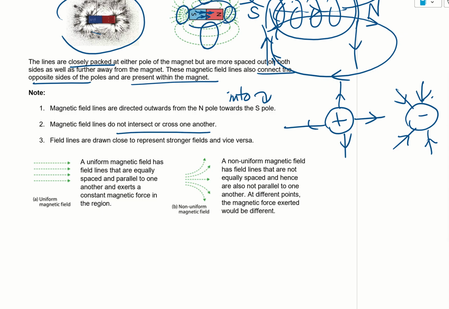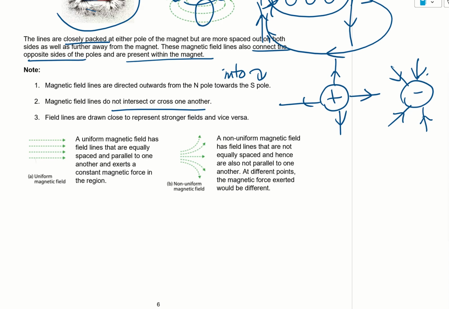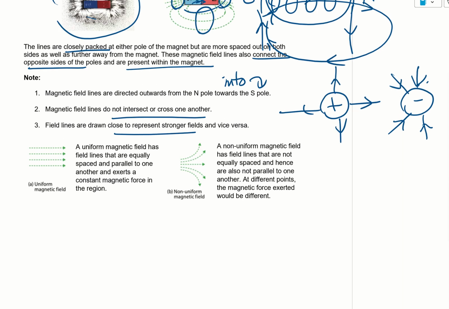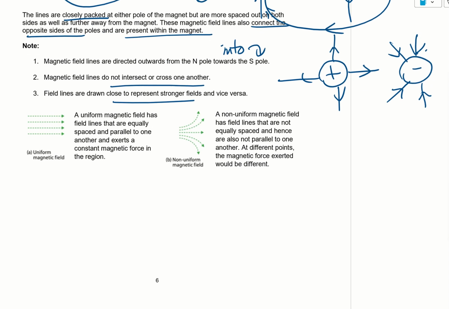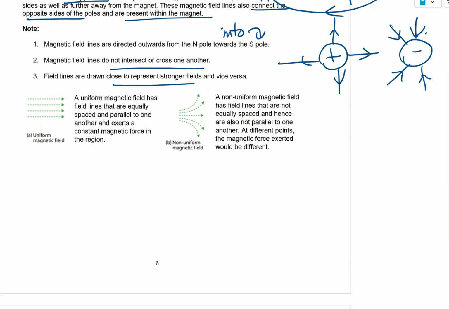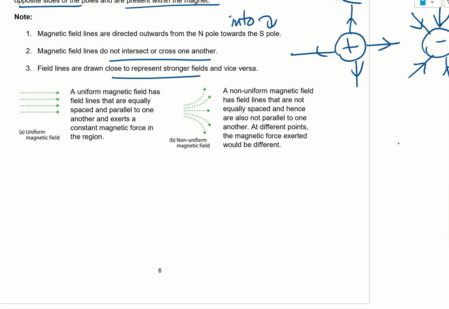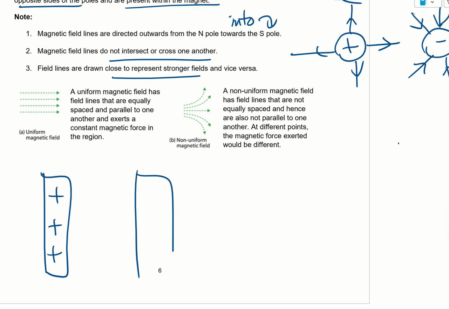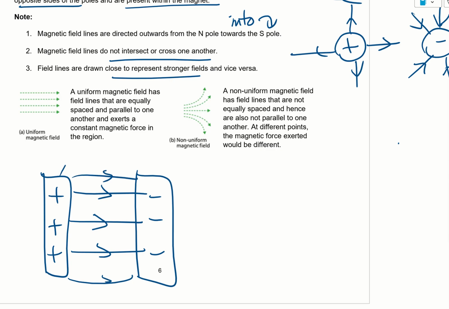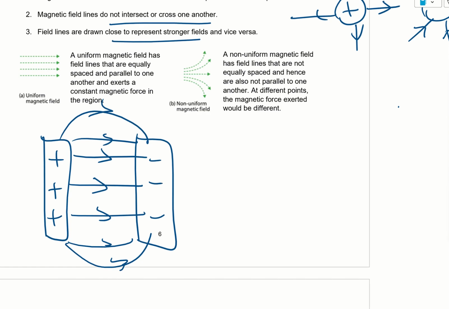We have learned this in our electric field lines. Field lines are drawn closer to represent stronger fields and vice versa. We have also covered that in our static electricity. So if we have a uniform magnetic field, they will have lines that are equally spaced out. This is like our electric field, whereby we have positive plates and negative plates, right? Then there will be uniform field lines within the plates. Then over here we'll have the ones that are pushed outwards, right?